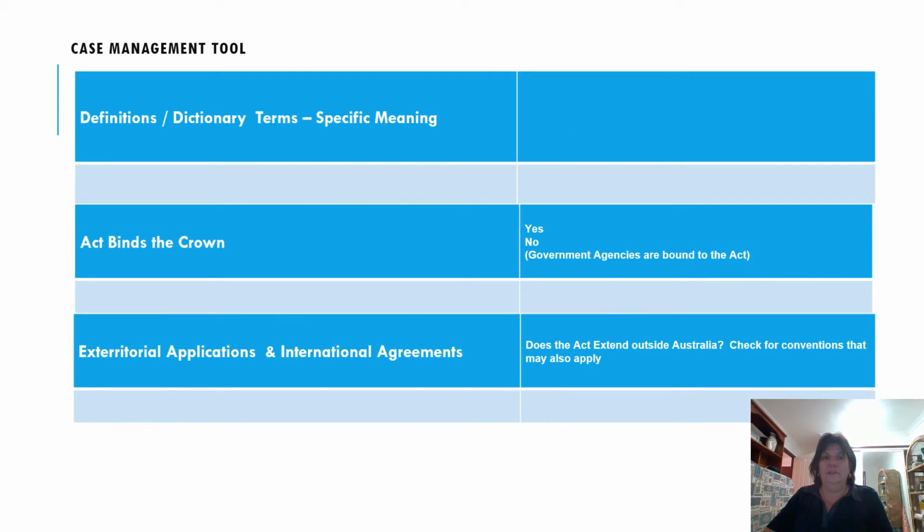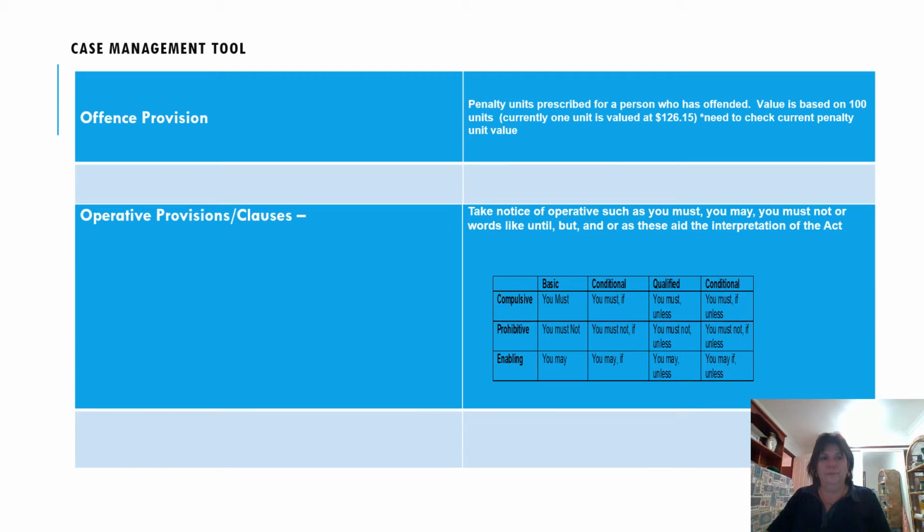Next, you want to check definitions and dictionary terms to find specific meanings. You also want to find if the Act binds the Crown, and I've made a yes or no comment for this, and it's always important to note that government agents are also bound to the Act. Extraterritorial applications and international agreements. Does the Act extend outside Australia? You need to check for conventions that may also apply.